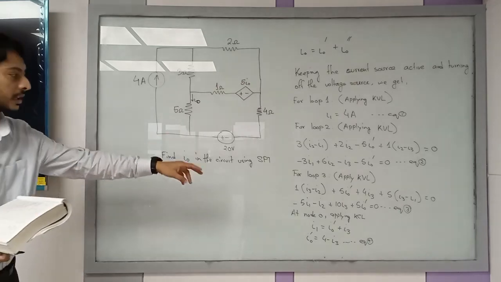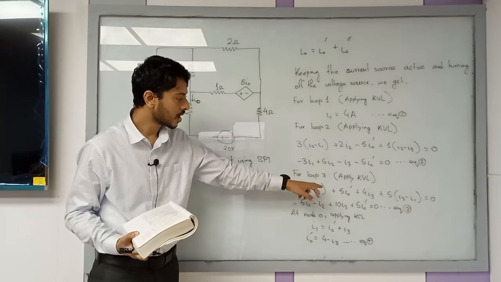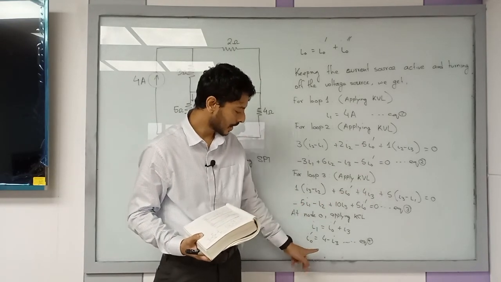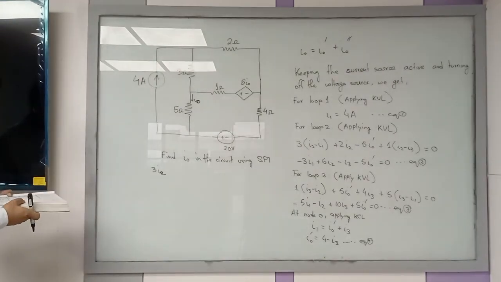So in the equation, put 4 in place of I1, and put 4 minus 3 I3 in place of I0 prime. Then what do we get? We can find I2 and I3 using Kramer's rule. Then we need to find I0 prime after getting I3.